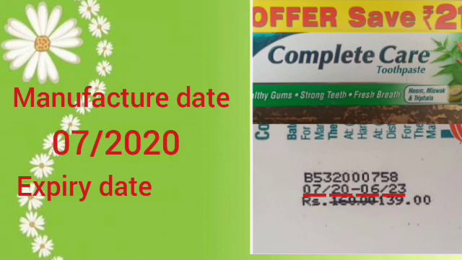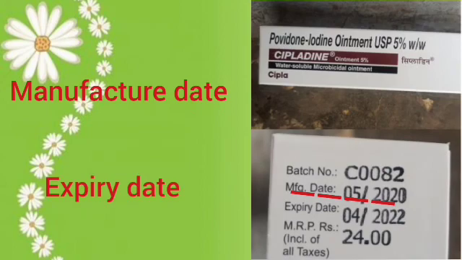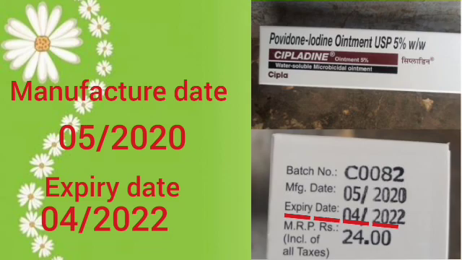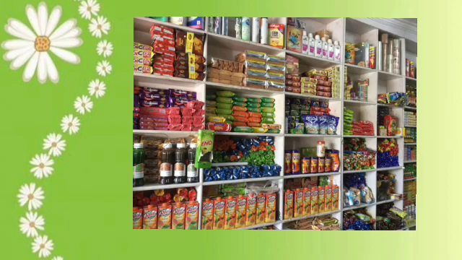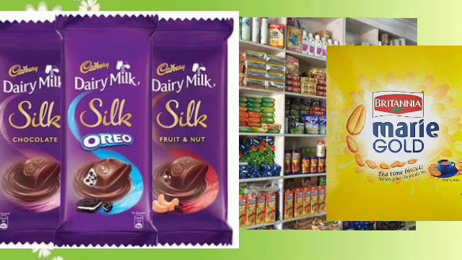What is the manufacture date of this paste? Manufacture date is 7/2020. Expiry date is 6/2023. Children, what is the manufacture date of this medicine? The manufacture date of this medicine is 5/2020. Expiry date of this medicine is 4/2022. Children, collect some food products and write the manufacture date and expiry date of it.